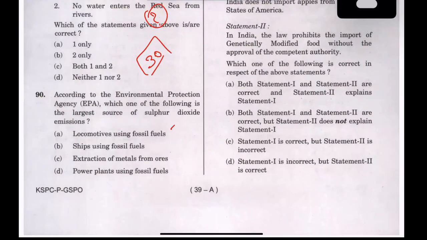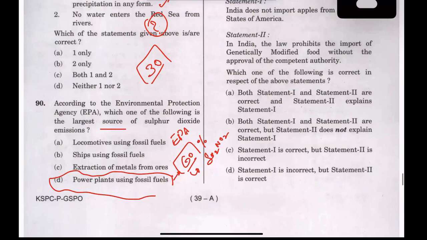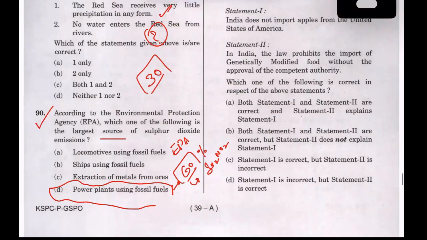According to the Environmental Protection Agency, which one of the following is the largest source of, see, largest source, obviously this should be the point. Largest, so see, 70%. Okay, now they have reduced it to 60%, but most of the production of electricity happens here. 60% of our electricity happens here. Definitely SO2, NO2 and other pollutants are being pumped into the air. I'm not going to take this as an easy question as well.